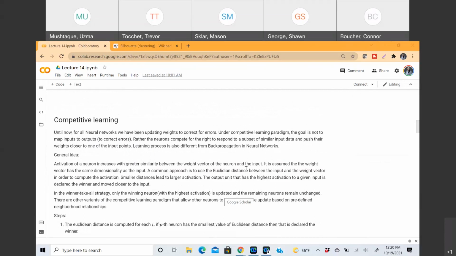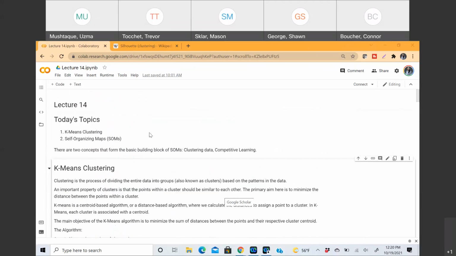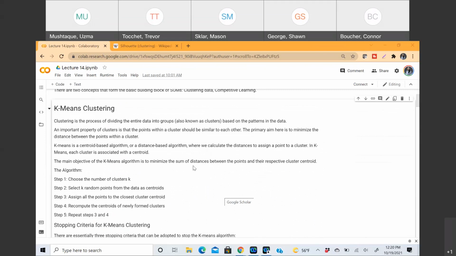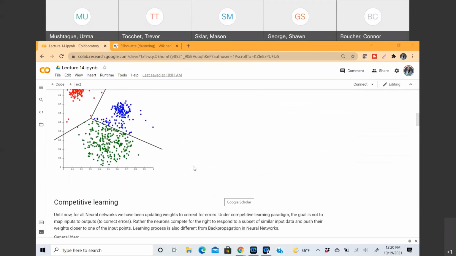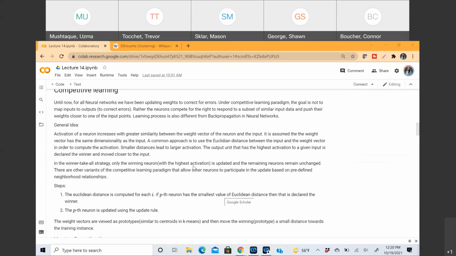Okay. So as I said initially, we have two concepts that are important for self-organizing maps. The first one is clustering of data, which we just saw. The second one is competitive learning. Now, competitive learning is a different type of learning paradigm. We did see some of that in the GANs network that we talked about, in the sense that there were two networks competing with one another, and they have different goals. So that's similar to competitive learning, but not quite.